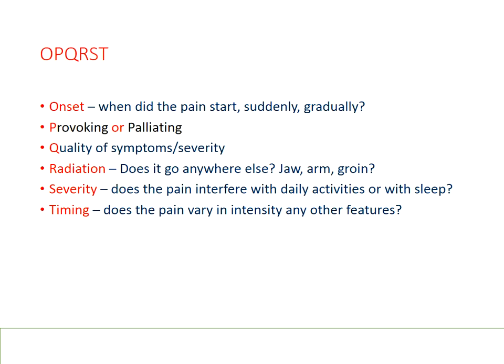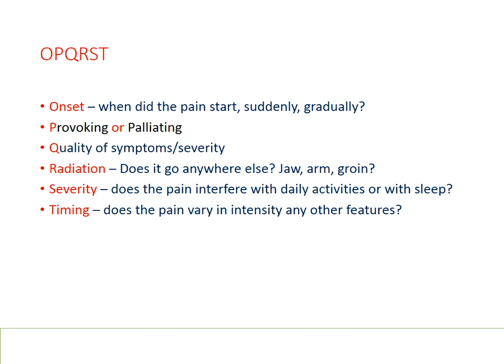So the first one is a good, easy to remember acronym, which describes how we pick up on various types of pain. So onset, when did the pain start? Was it sudden or gradual? Did anything provoke or palliate the pain? What was the quality of the symptoms? What was the severity? Radiation. Does it go anywhere? Don't ask the patient if they have any radiation, otherwise they think they've been near a nuclear bomb. Say, where's your main pain? Does it go anywhere else?